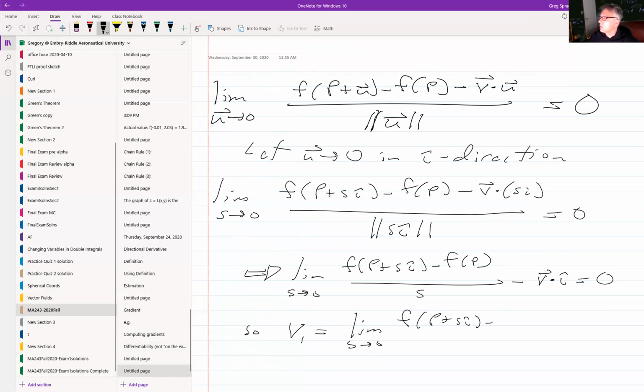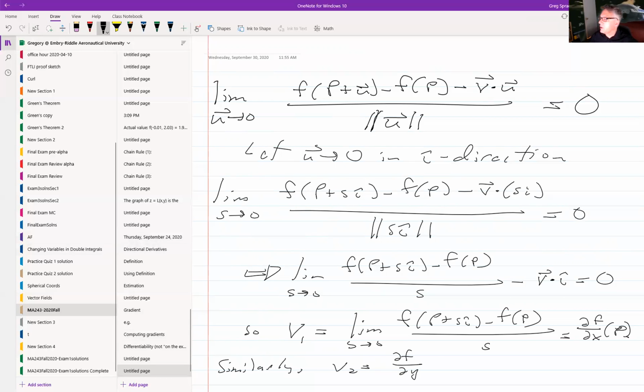Now, V dot i is just the i component of V, which is V1. And the first part is del f del x at P. So the i component of V really is del f del x. You could do the same thing with j and k. So the second component of V is del f del y at P, and so forth. Okay, so I've justified how we compute the gradient.